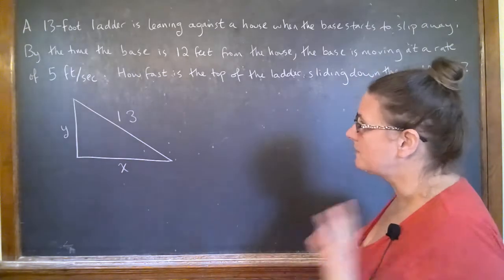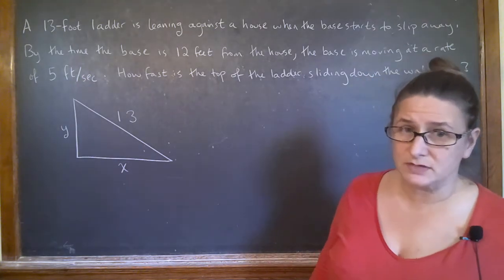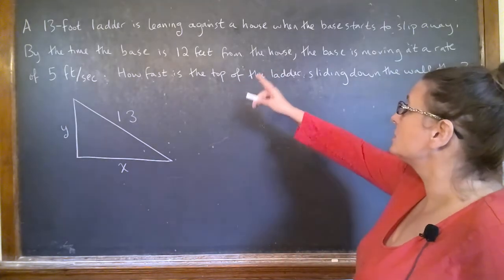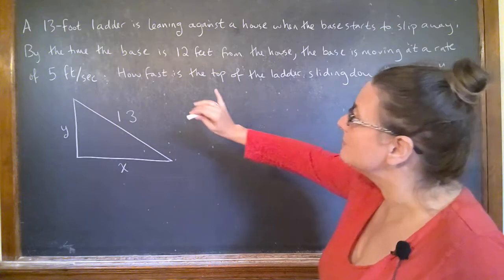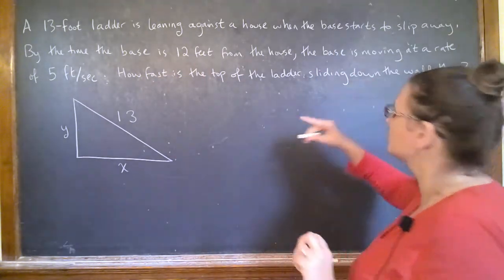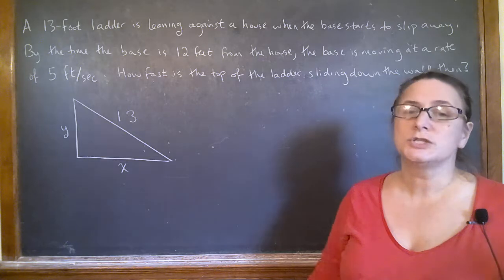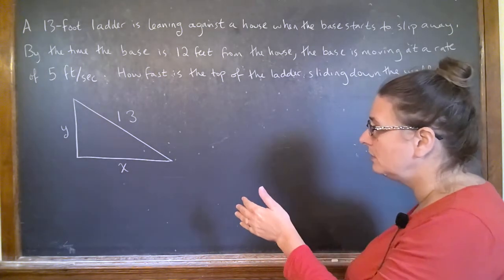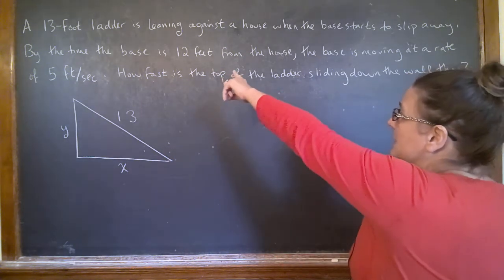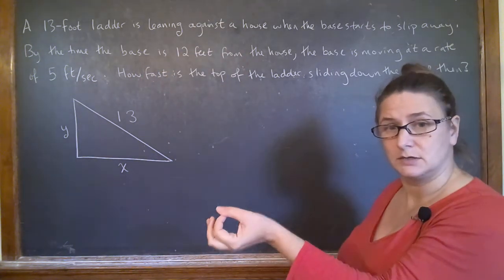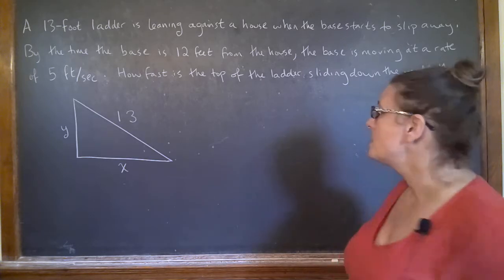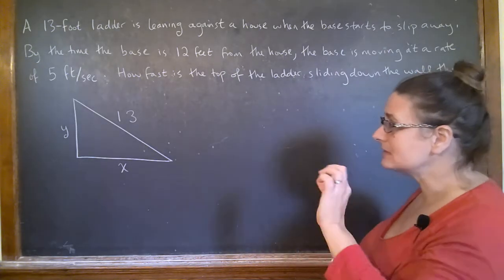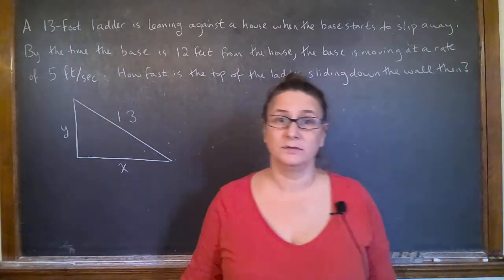Then the question, and this is a key thing I think I mentioned in the previous video, but it's even more important here. The question gives me some other information. By the time the base is 12 feet from the house, the base is moving at a rate of 5 feet per second, blah, blah, blah. But we don't want to put in the 12, right? The 12 is only 12 feet at a particular instant. So we want to keep that for the very end because they're asking for how fast the top of the ladder is moving, again, at that instant where X is 12, okay?